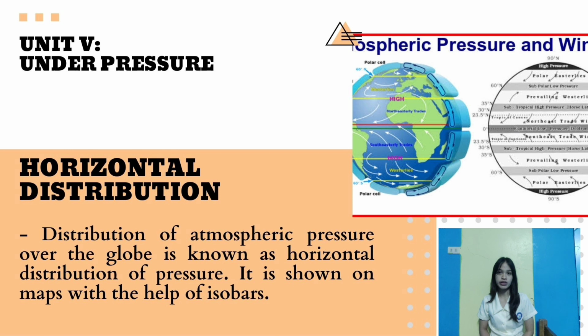It is shown on maps with the help of isobars. An isobar is a line connecting points that have equal values of pressure. The horizontal distribution of atmospheric pressure is not uniform in the world. It varies from time to time at a given place. It varies from place to place over short distances.